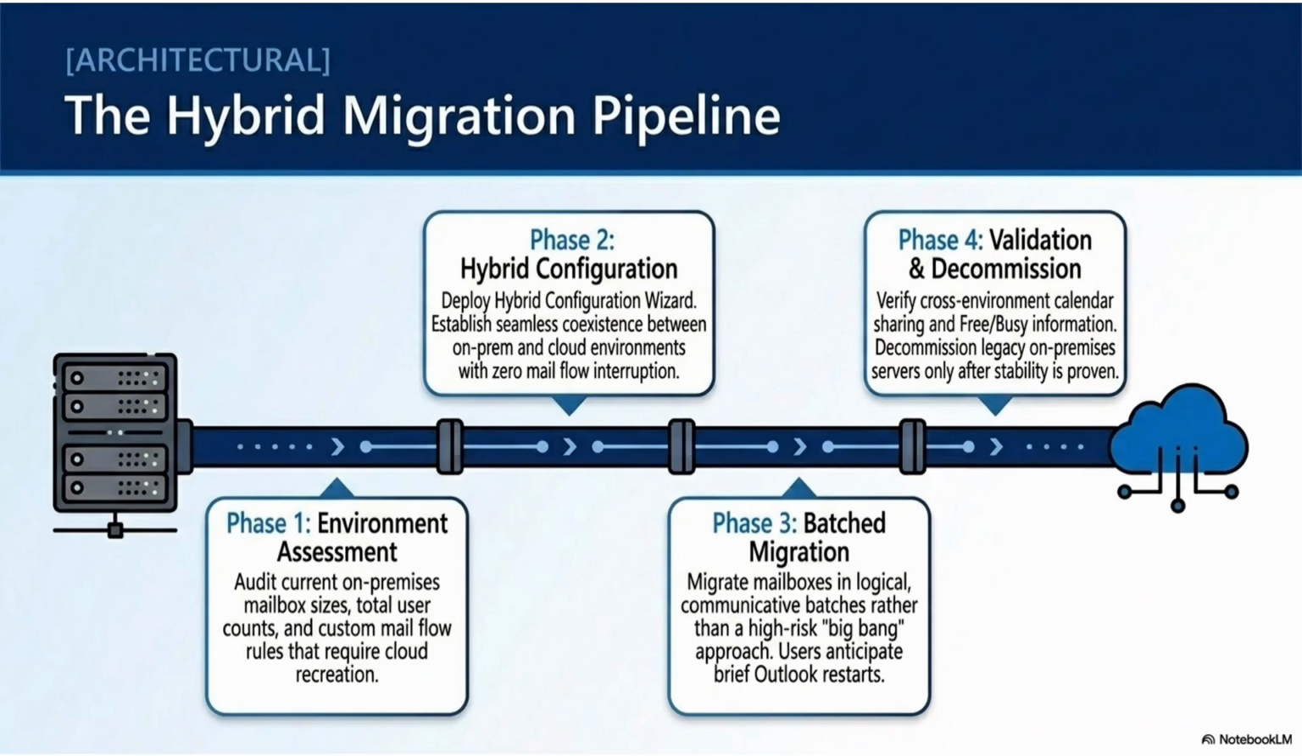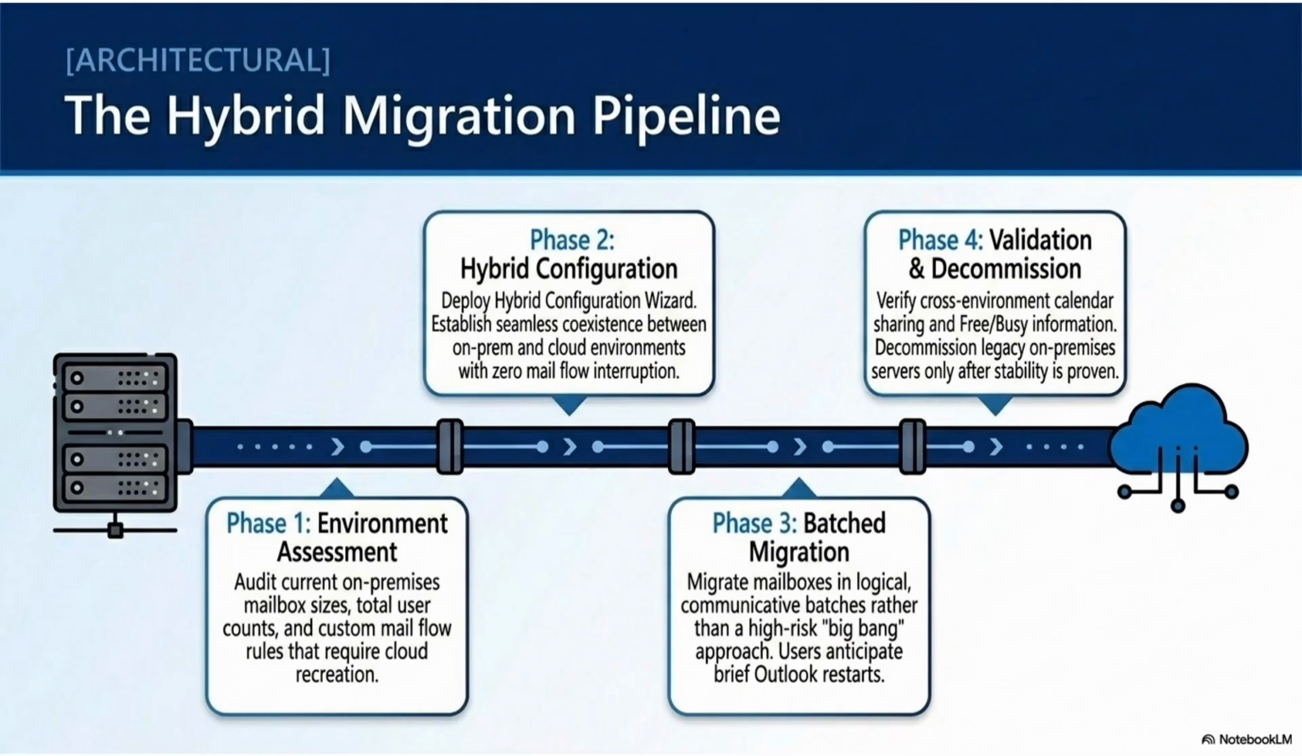Number 12. The hybrid migration pipeline. Many organizations are still moving from on-premises Exchange to the cloud. So let's walk through the hybrid migration pipeline in 4 phases. Phase 1 is environmental assessment. Audit your current on-premises mailbox size, total user counts, and any custom mail flow rules that will need to be recreated in the cloud. Phase 2 is hybrid configuration.